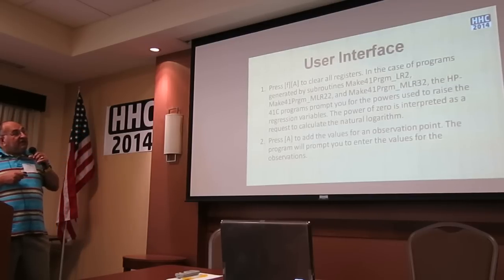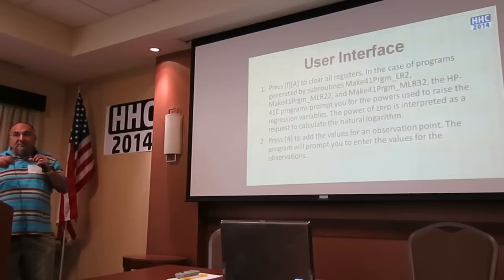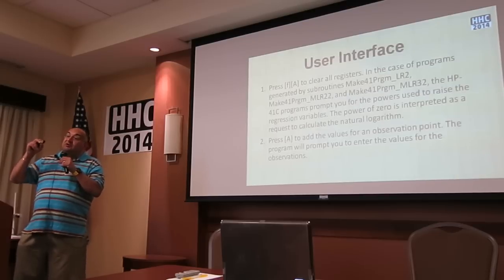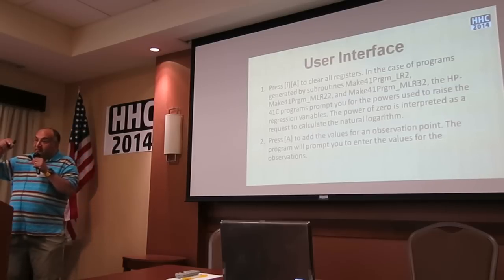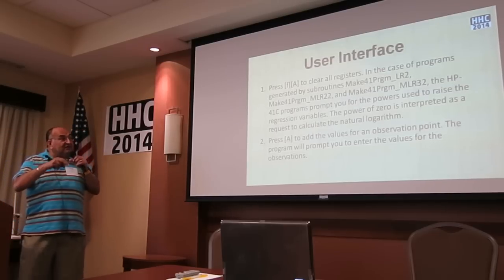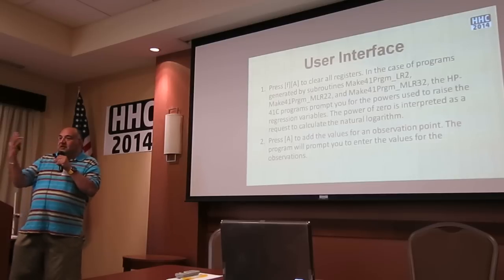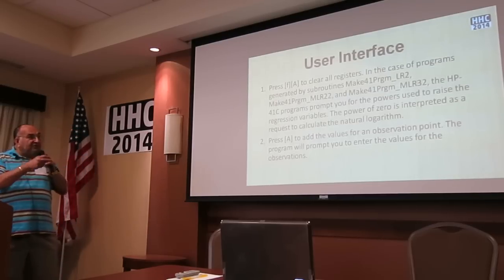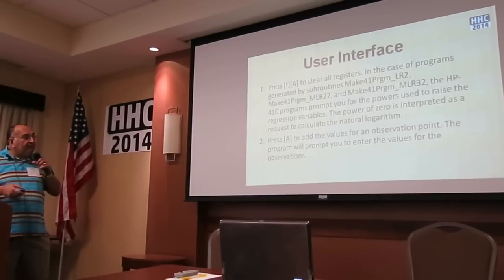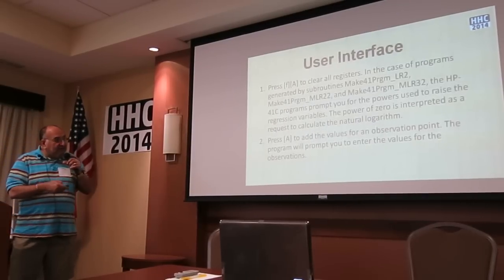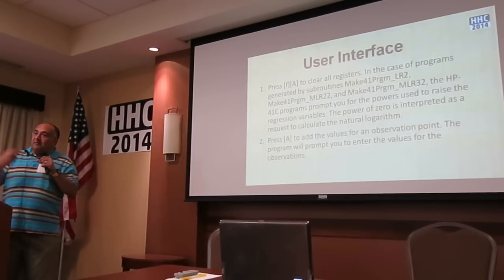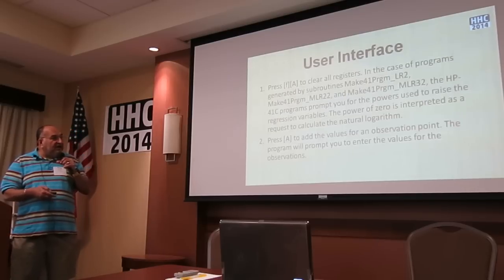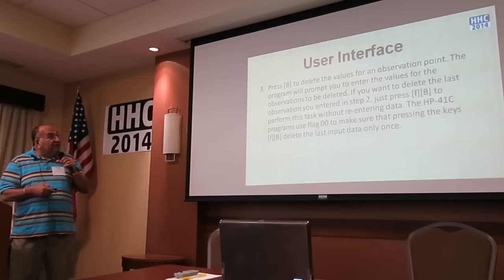In the case of the subroutines that use the power model, they will prompt you for the powers for the variables when you initialize, when you zero the registers. After you zero the registers, it'll say, give me the power for X, for Y, and so on. And you type these in once. To add the data point, you press A, and it'll prompt you for the variables. You type them in, hit run, stop, and you're good.